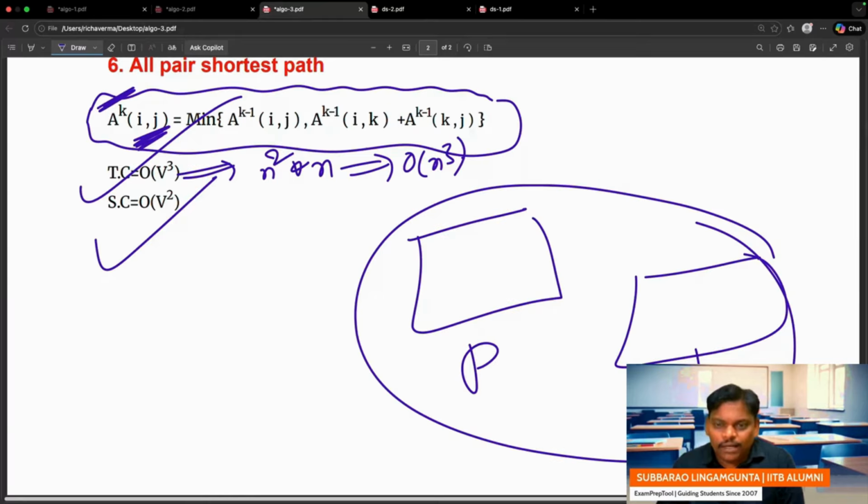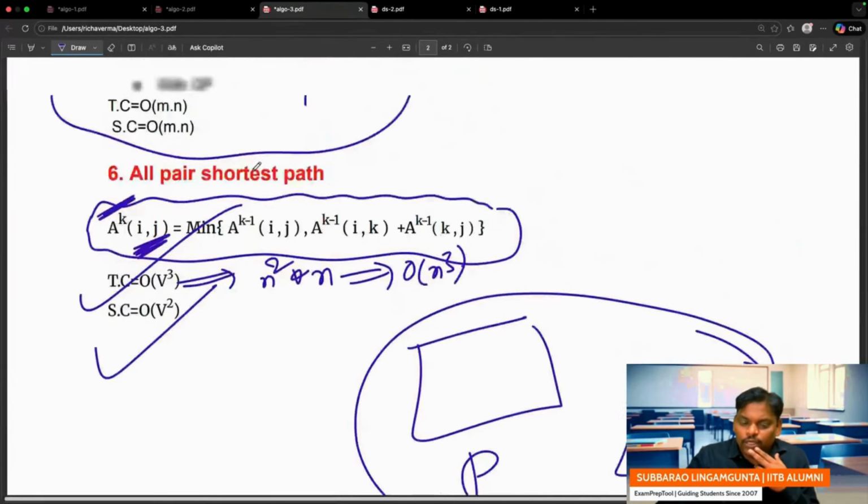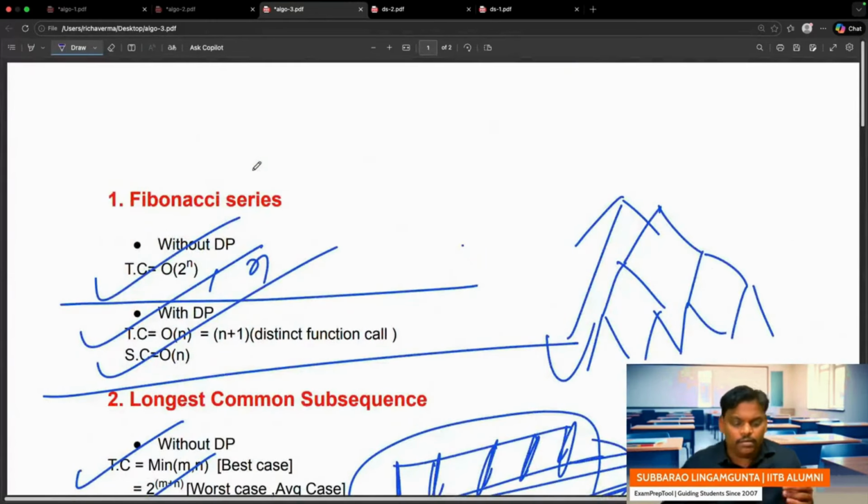If one matrix has row major and the other matrix is column major, will the time complexity be affected or independent? To do what purpose? Two matrices are there, okay. What do you want to do? Let me know. Please go through it. This is the total DP story. Write properly.